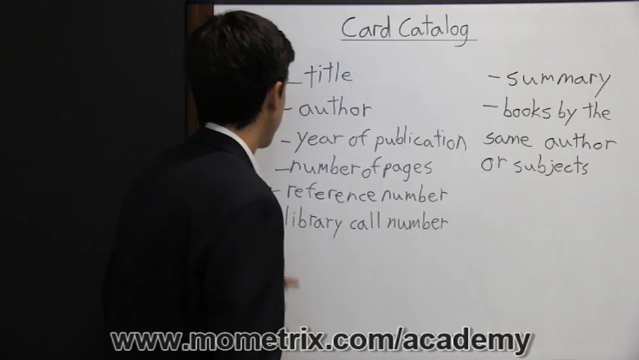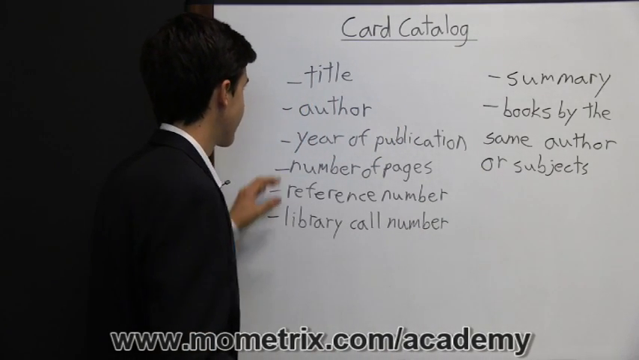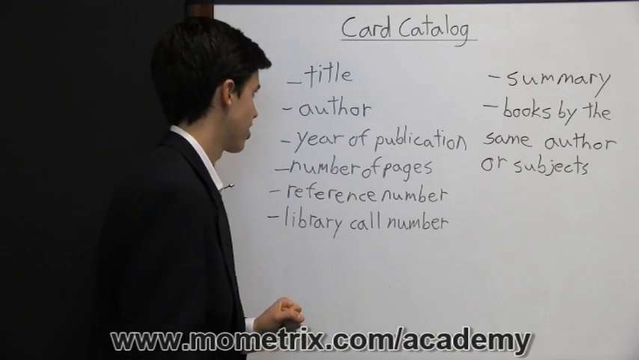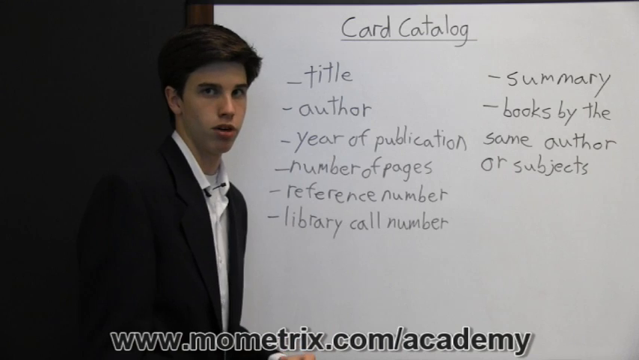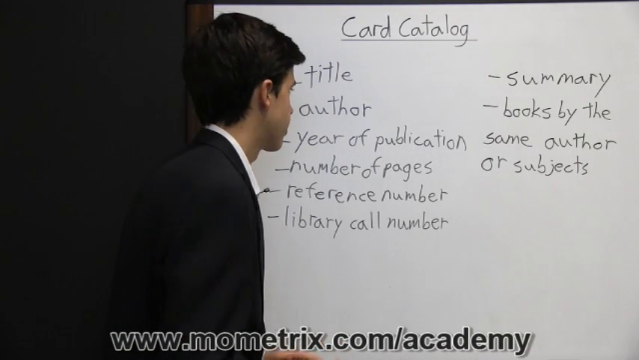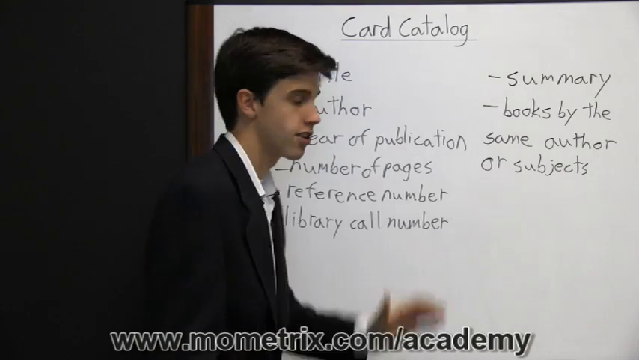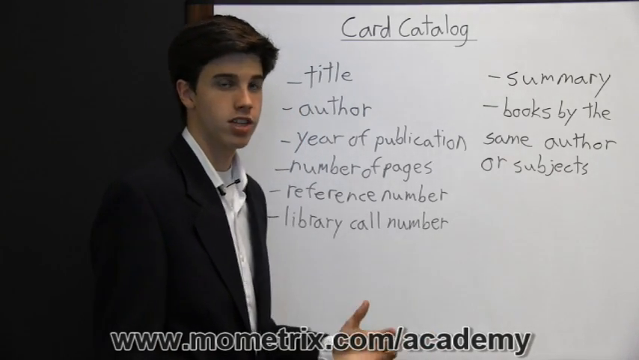So someone might be looking at a card catalog and they see the title of the book and they like the subject material that the book is on, but they don't want that particular book. So they could click on the subject or the title and then find a list of other books that have similar titles.